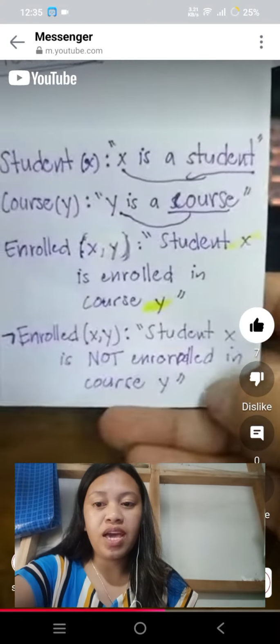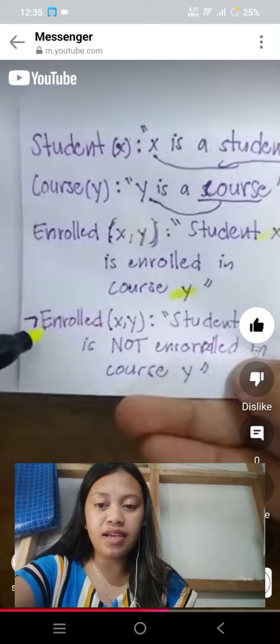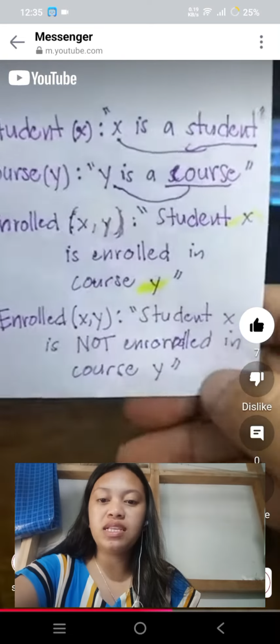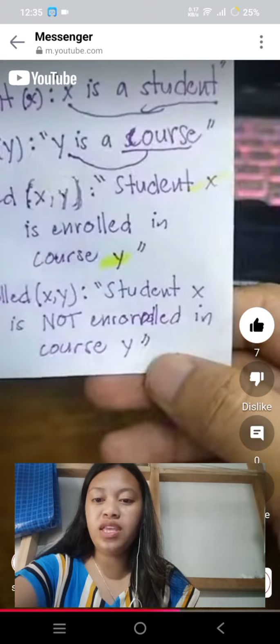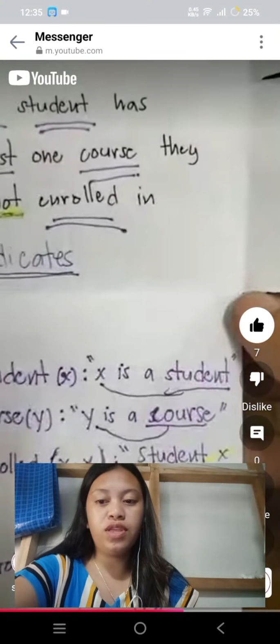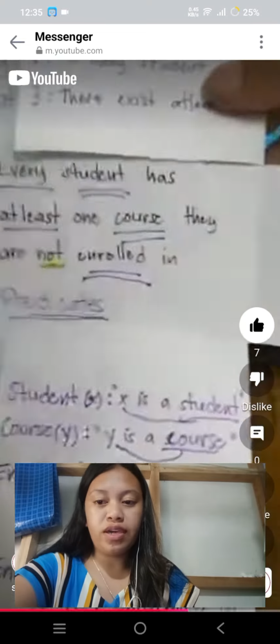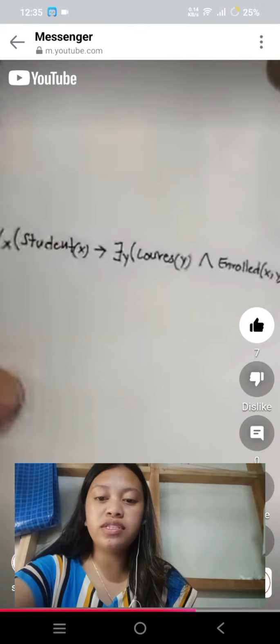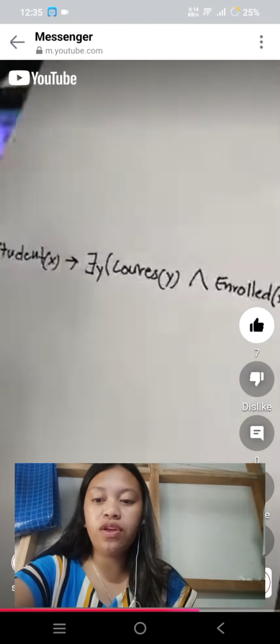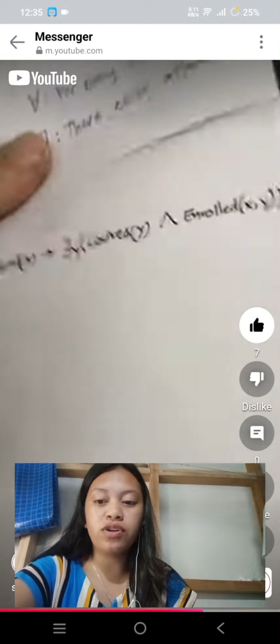Student(x). This statement defines x as a student. It means that if the condition student is true, then x represents a student. Course(y). Similarly, this statement defines y as a course. If course is true, then y represents a course.